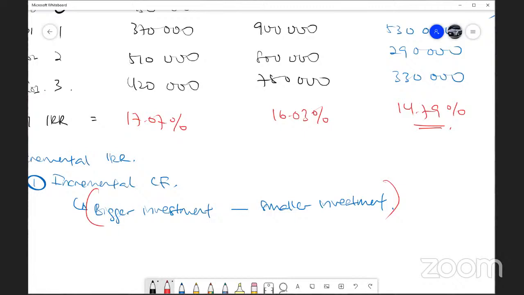Okay. So how do you decide here? The required rate of return is how much? Look back at the question. 14%. The required rate of return is 14%. So use this to compare versus your incremental IRR.